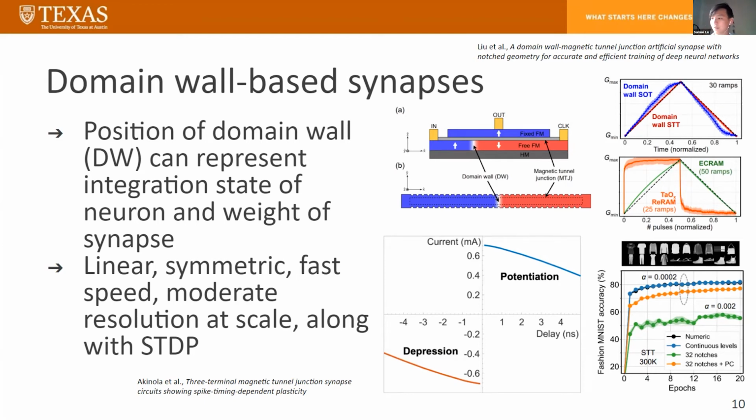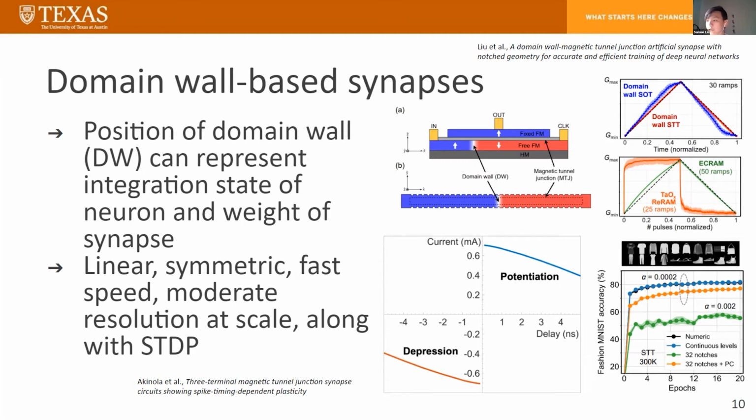Spintronic domain wall synapses are well suited for implementation of backprop, since they're shown in recently accepted work in Applied Physics Letters to have highly linear, symmetric states. They have extremely fast updates for online learning, and moderate resolution even at scaled sizes. In this case, there are 32 weights available, and the bottom right shows that they have close to software performance for the more difficult Fashion MNIST dataset.